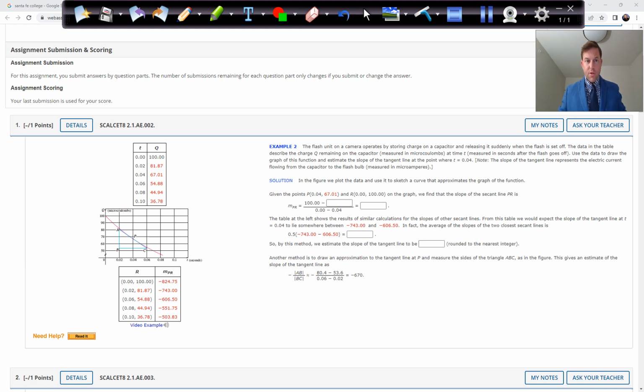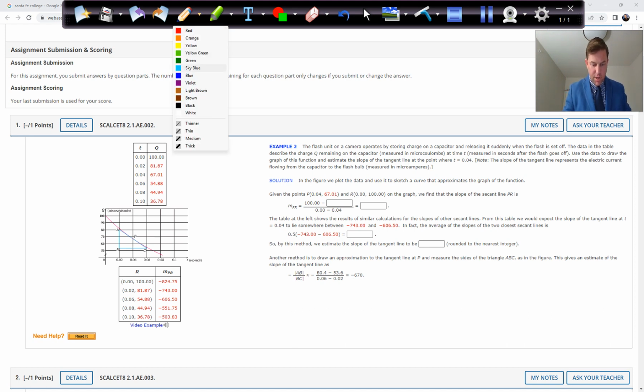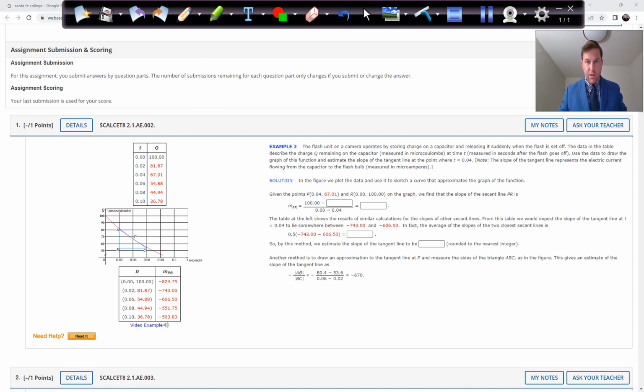Okay, for Chapter 2, Section 1, we're going to be looking at limits and secant lines and tangent lines and different things. So most of these are going to be tables we fill in, so hopefully nothing too challenging. If we look at this, it says, the flash unit on a camera operates by storing charge in a capacitor and releasing it suddenly when the flash is set off.